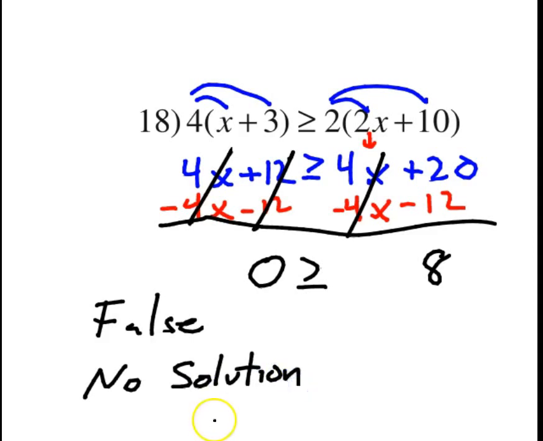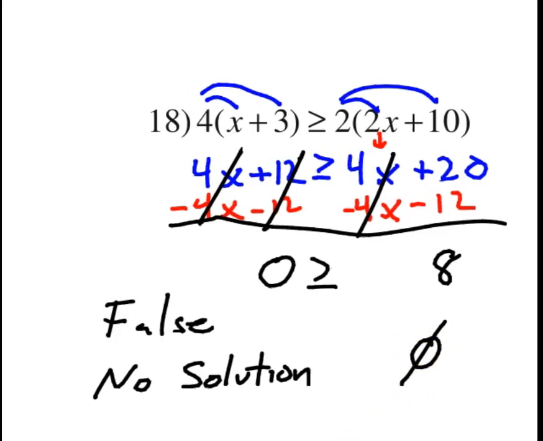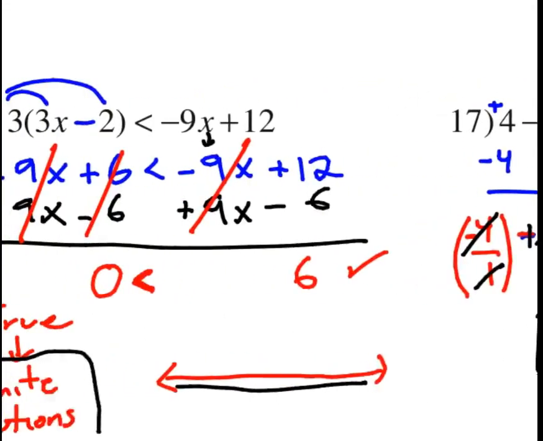Okay. And sometimes for the graph, you can't really graph no solution because there's no answer to graph, but you might see this symbol that looks like that instead. So that means no solution as well. Okay, just a few more.